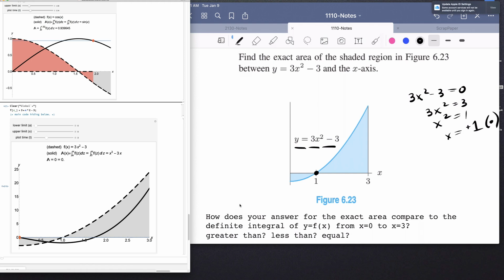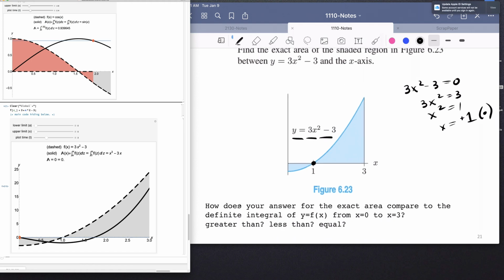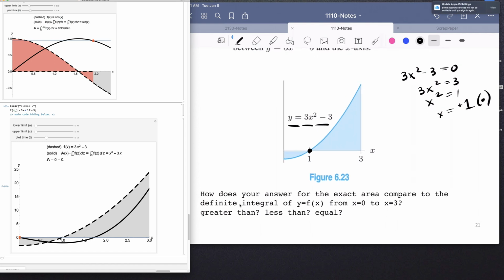Okay, so naturally this blue region is split into two pieces. A part where the function is less than 0, and another part where the function is greater than 0.